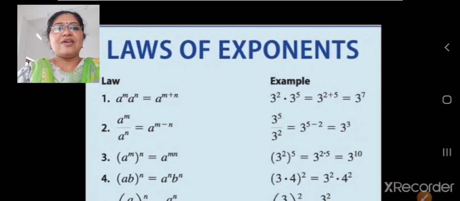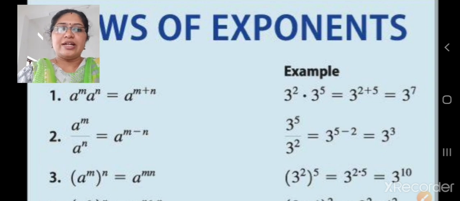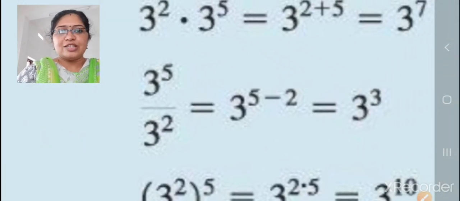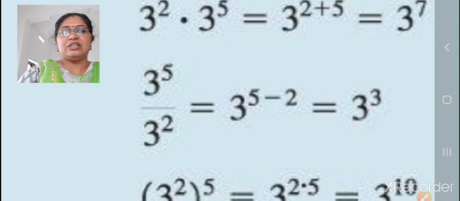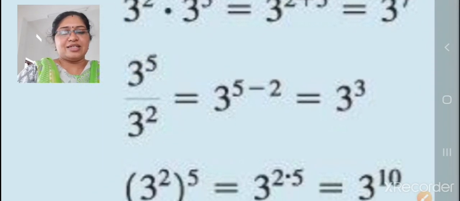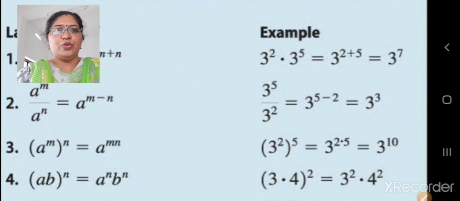Same way, a raised to m divided by a raised to n: division means you will do subtraction, and multiplication means you will do addition. So a raised to m divided by a raised to n means a raised to m minus n. Let us see the example: 3 raised to 5 divided by 3 raised to 2. What will you do? 5 minus 2, subtraction. So you will get 3 raised to 3. To find the value, you will do 3 into 3 into 3, and you will get 27 as the answer.